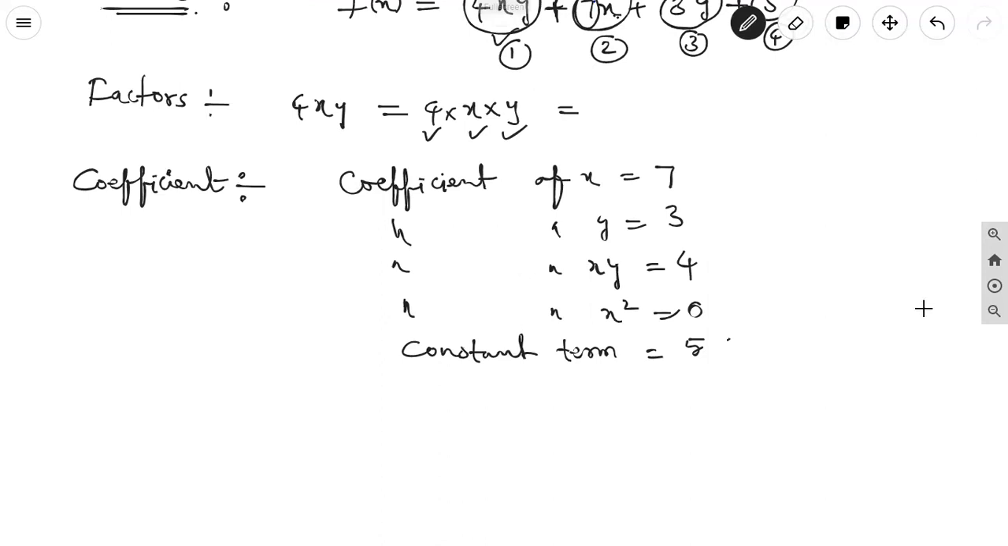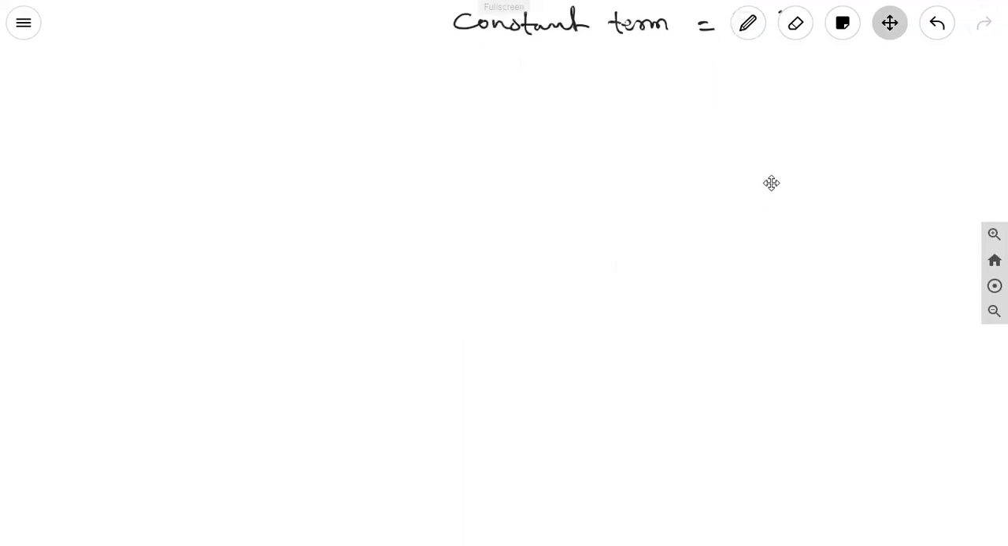The coefficient is the numeral multiple of the variables. Factors means in one term, we take the constants and variables, and those are the factors of that term. Next, it is very, very important. The same definitions will come in the higher standards also.